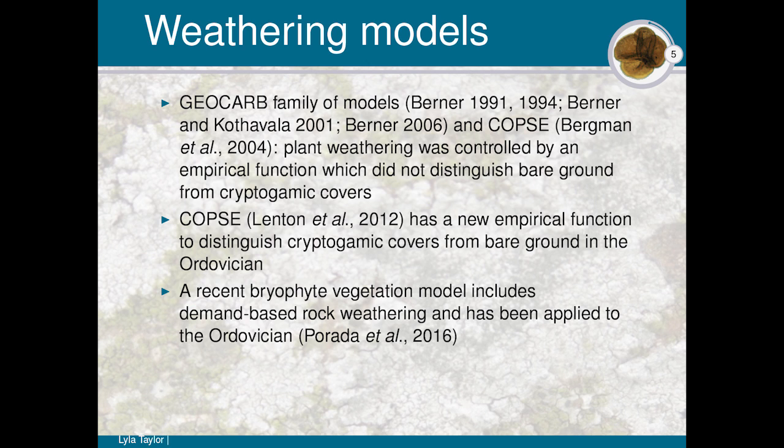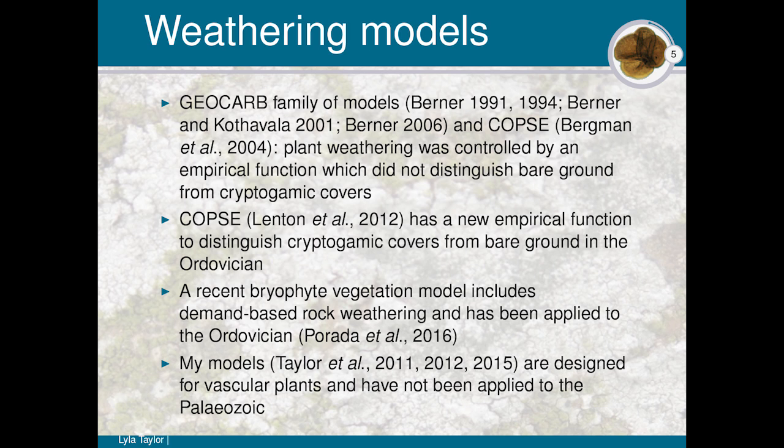This is basically a dynamic vegetation model written by Parada, which includes a simple demand-based rock weathering function so that they can estimate the weathering after they've estimated the NPP of the plants. And then there are my models, which I have attempted to take into account weathering by plants, but they're all designed for vascular plants, and they've never been applied to the Paleozoic. And so the obvious question is, well, why haven't I done it?